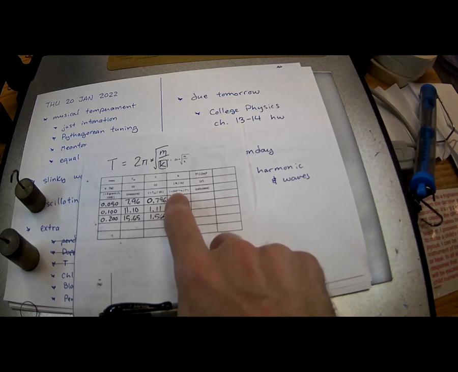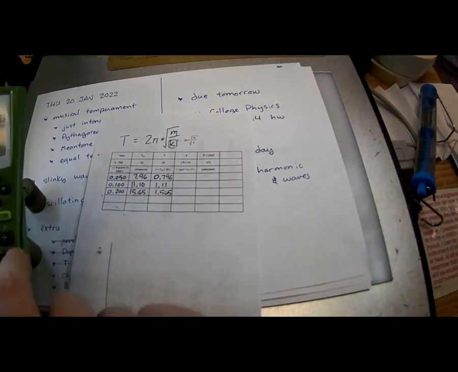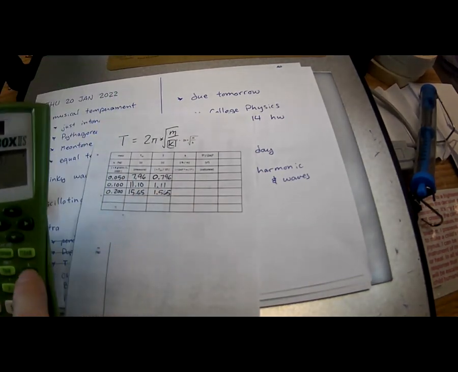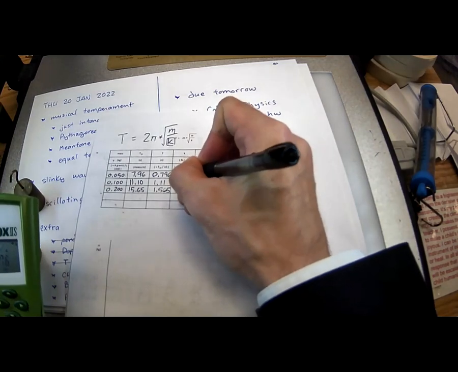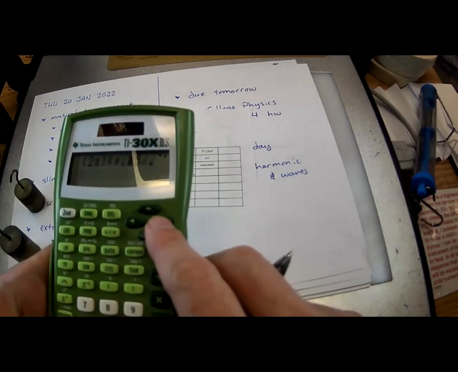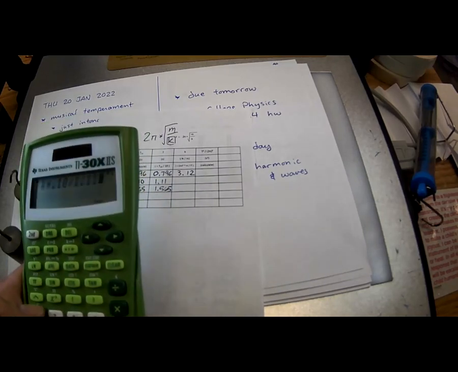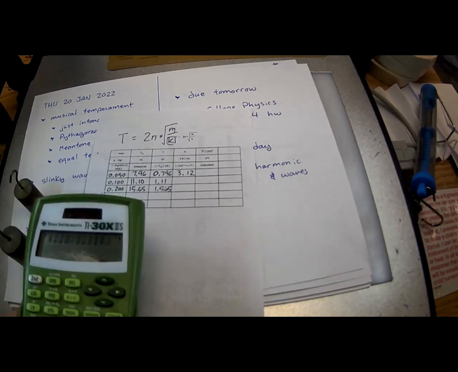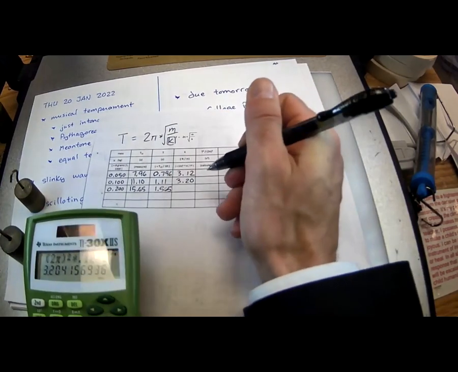I did that for you ahead of time because I know you can do it. It's 2 pi quantity squared times mass divided by time period squared. Let's try it out. What is 2 pi quantity squared times the mass, 0.05 kilograms, divided by 0.796 squared? I'm looking at 3.12 newtons per meter. The next line, it's 0.10, and the time period was 1.11. You guys get what I'm getting? 3.2. Look, that's pretty much in line with the first one.